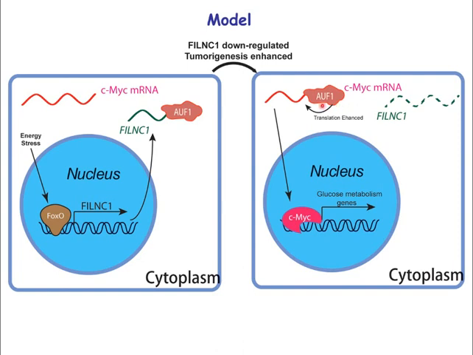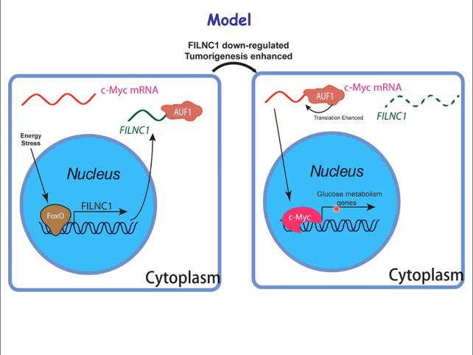So more c-MYC protein will be generated, and more c-MYC will function as a transcription factor to regulate those glycolysis gene expressions that can promote the Warburg effect and promote tumor development. So that's our model here. Basically, FLINK1 functions as a molecular sponge to limit c-MYC translation, and that can also inhibit kidney tumor development.